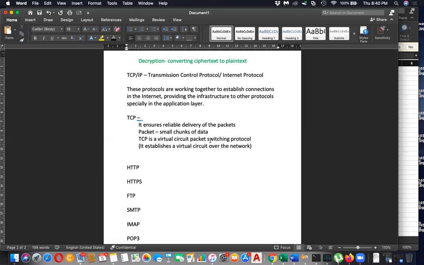Understood? It will go and establish a path. Assume that you are traveling from Colombo to Kandy. It will establish a path: you should go to Kurunegala and then go to Kandy. Then assume that there's a bicycle race. Then all cyclists must pass Kurunegala and go to Kandy, because that route is defined. Right? Understood?